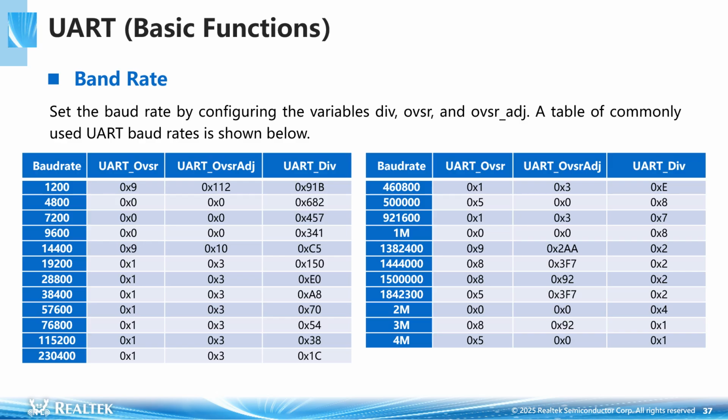This table serves as a reference guide for configuring settings of commonly used UART baud rates. It's important to note that the transmit error tolerance for UART baud rates is plus or minus 0.4%, while the receive error tolerance is plus or minus 3%.